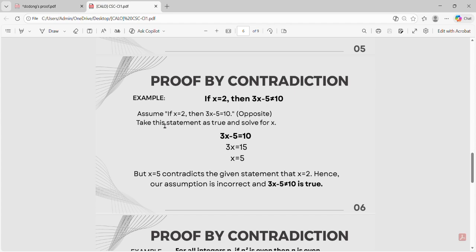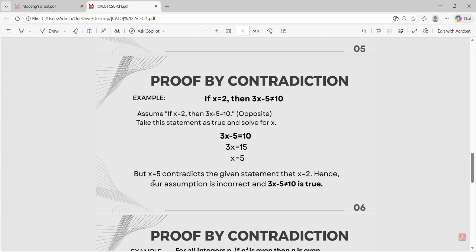So what we are going to do is assume the opposite and say 3x minus 5 is not equal to 10. To solve this, I transpose negative 5 to the right side. And we all know that if a negative number is transposed to the other side, it becomes positive. So I add them, then I have here 15. Now I just bring down the 3x. So we have here 3x equals 15. Now to solve for x, I divide both sides by 3, which gives x equals 5.